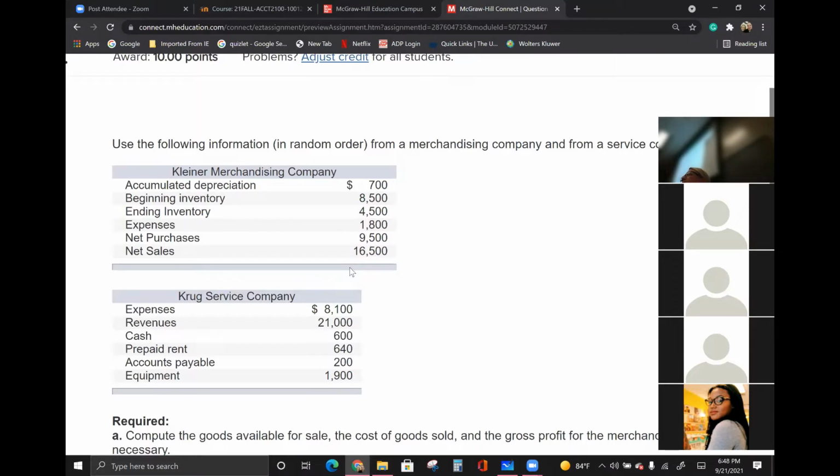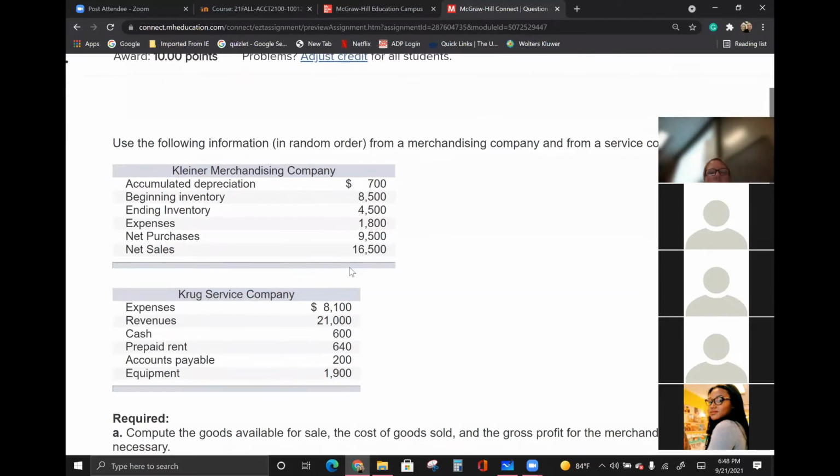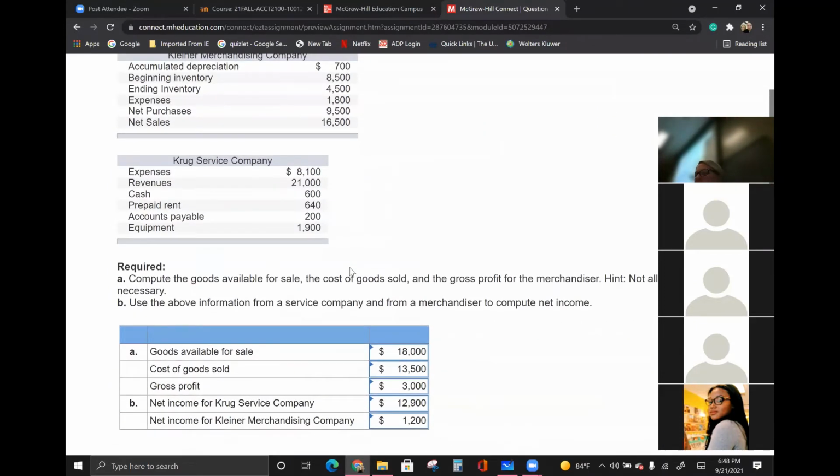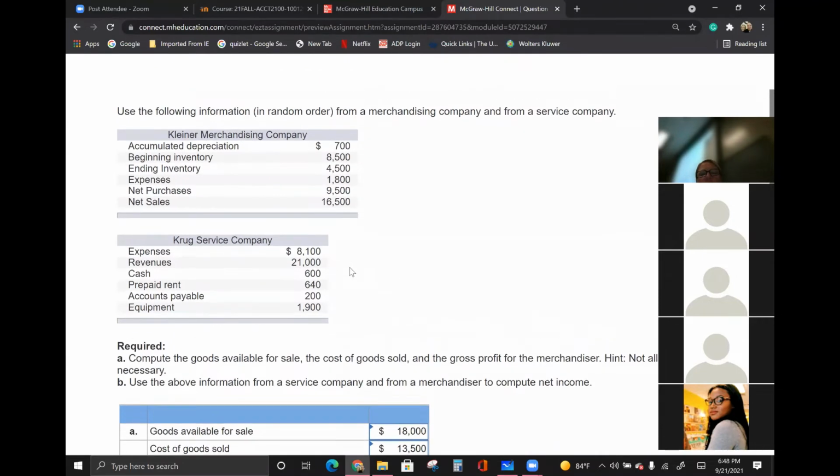So we have our beginning inventory plus purchases. So everything that we've purchased is going to get added to the beginning inventory. So it's the 8,500 plus the 9,500. So my cost of goods available for sale should be 18,000, and it is. So there's the 18,000.